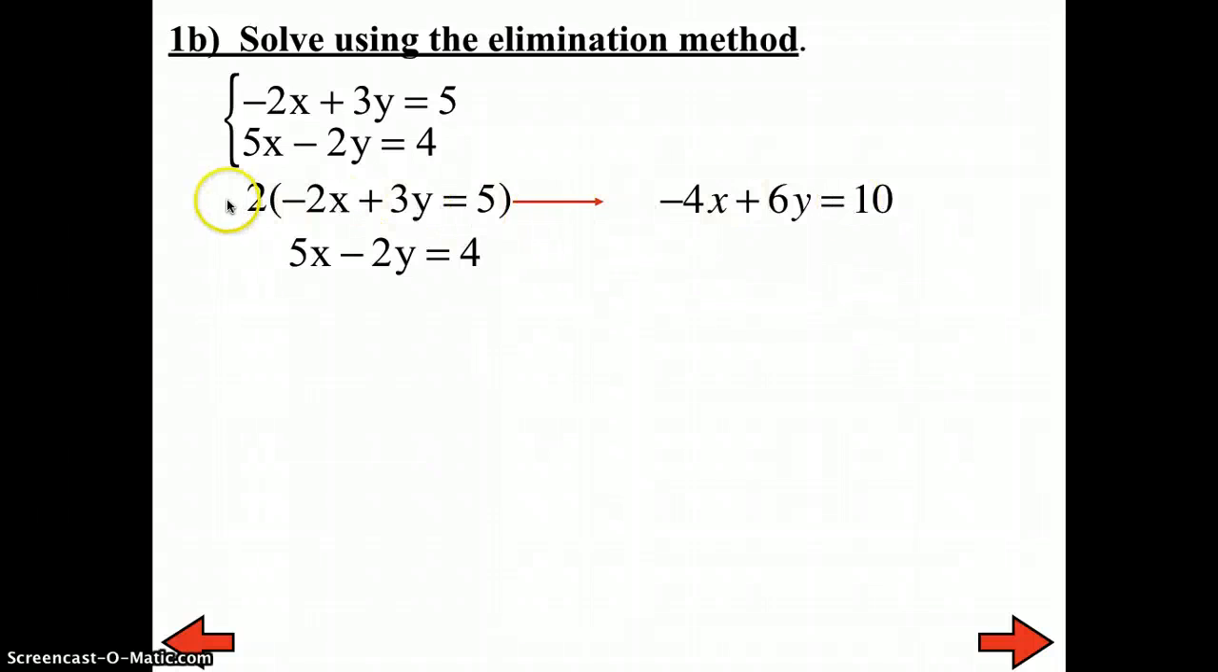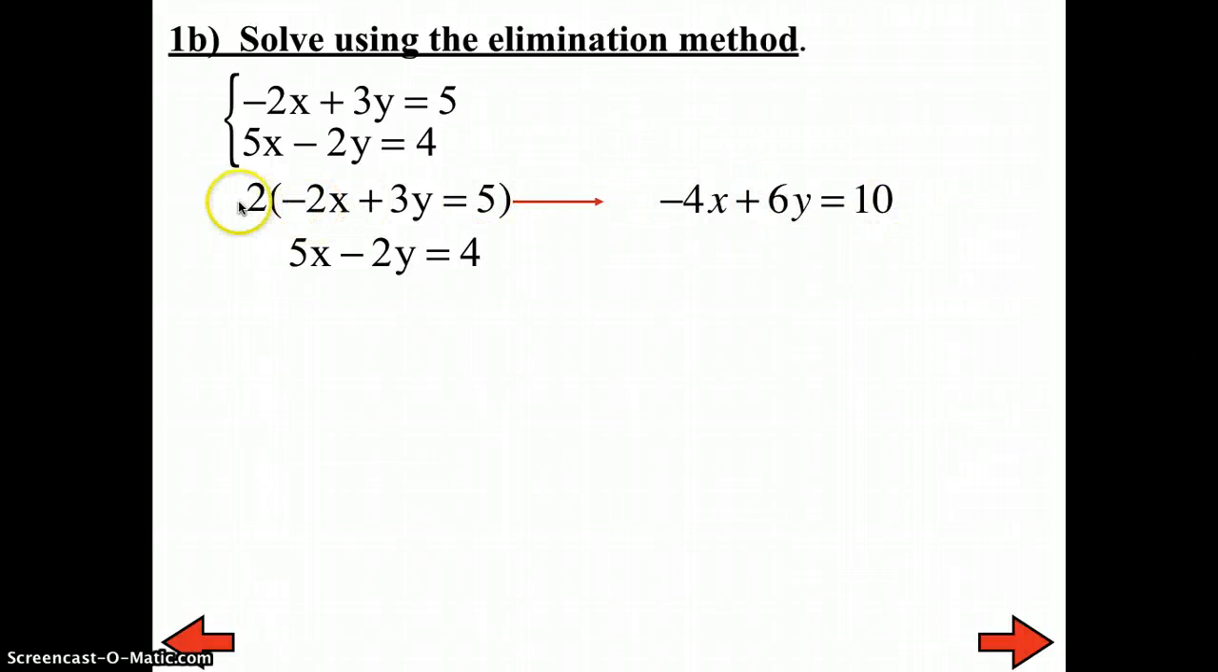So just real quick, I want to show you. I distributed the 2 to the negative 2x, which gave me negative 4x. I distributed 2 to the positive 3y, which gave me 6y. I distributed 2 all the way to the 5, which gave me the 10.